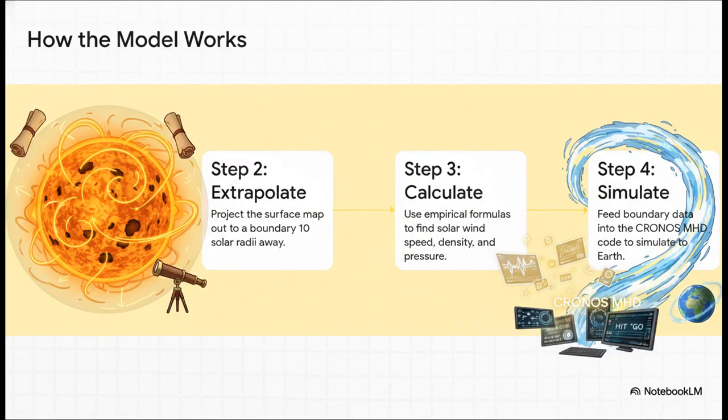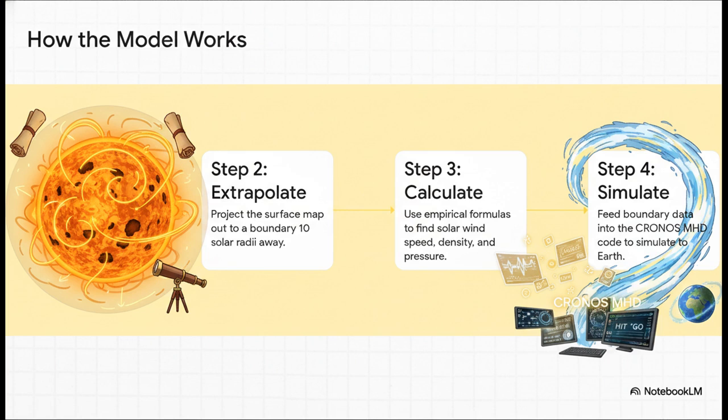So, how's it work? It's a pretty brilliant four-step process. First, they start with what we can actually see, real historical data of sunspots. That lets them build a magnetic map right on the sun's surface. Step 2, they take that map and kind of blow it up, projecting it outward to create a virtual bubble 10 times bigger than the sun.